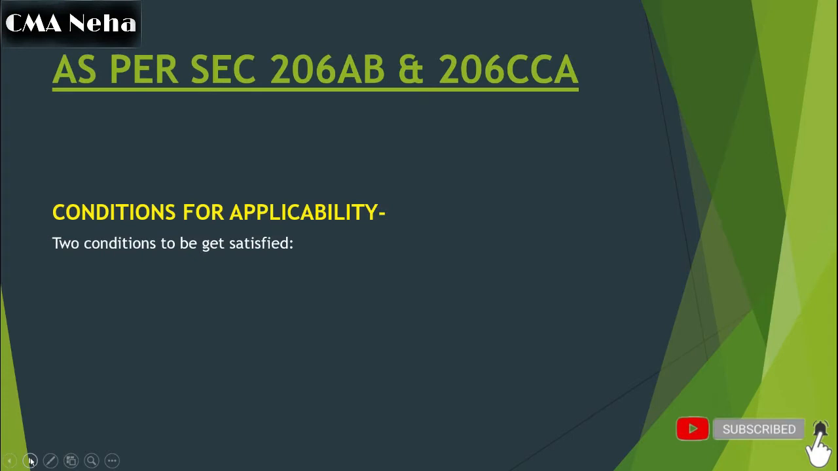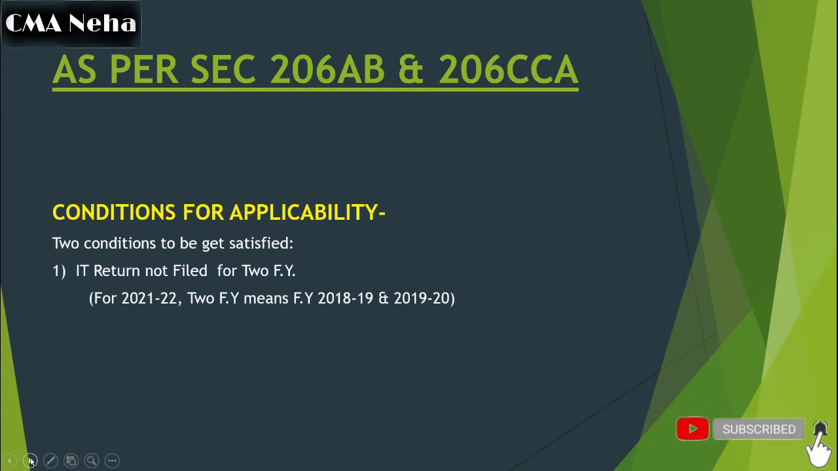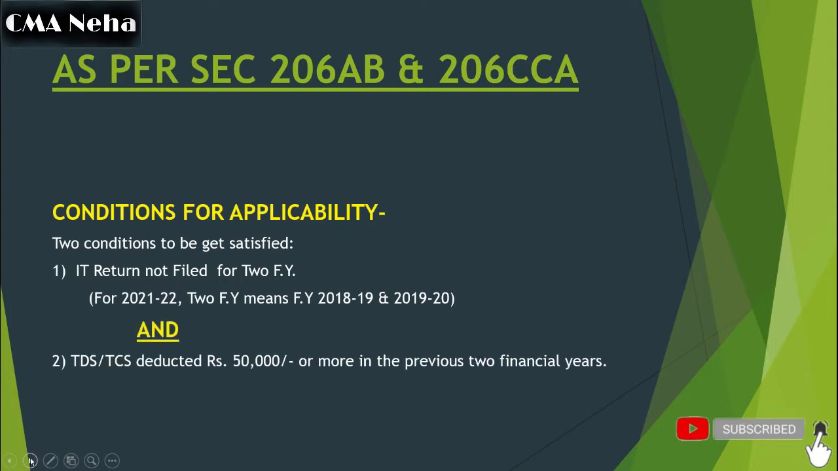For getting this section invoked, there are two conditions which are to be complied with. पहले तो पेई जिनका हम TDS डिडक्ट कर रहे हैं, that person has not filed last 2 financial years income tax return, and both the conditions are to be satisfied: TDS or TCS deducted for rupees 50,000 or more in last 2 financial years. दोनों financial year में TDS या TCS aggregate 50,000 या more का deducted है और जो रिटर्न है वो लास्ट 2 फाइनेंशियल ईयर का not filed है, then this section will be invoked.